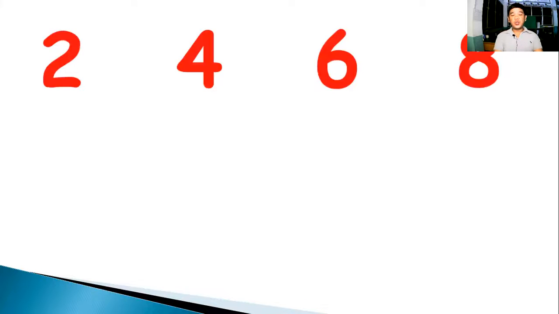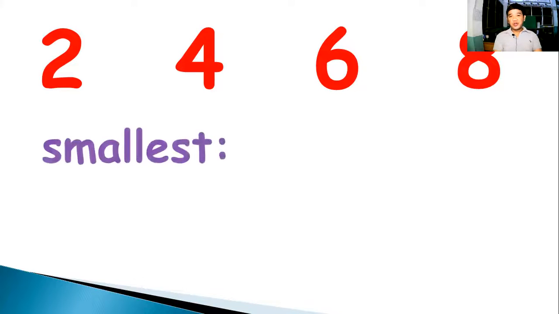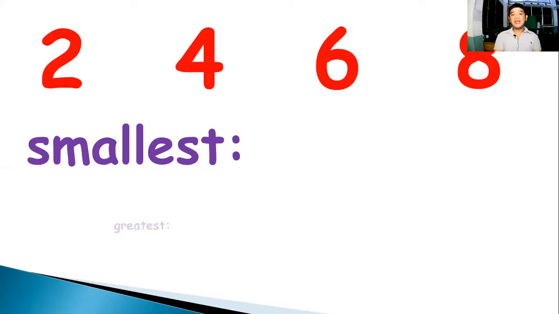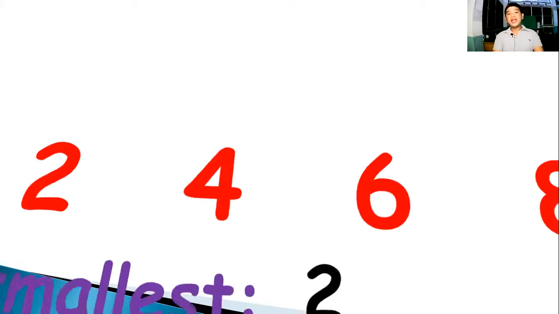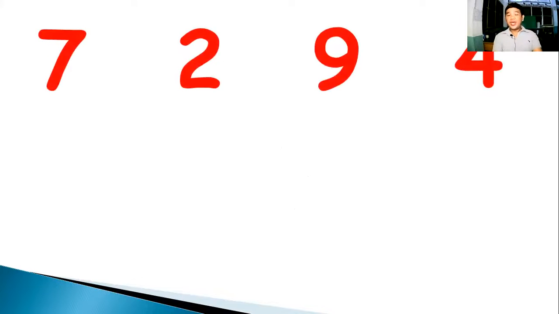Now, another one. We have here the 2, 4, 6, and 8. We are going to identify the smallest and the greatest number. The smallest number is 2 and the greatest number is 8. Again, the smallest number is 2 and the greatest number is 8. So that is how you are going to identify the smallest and the greatest.